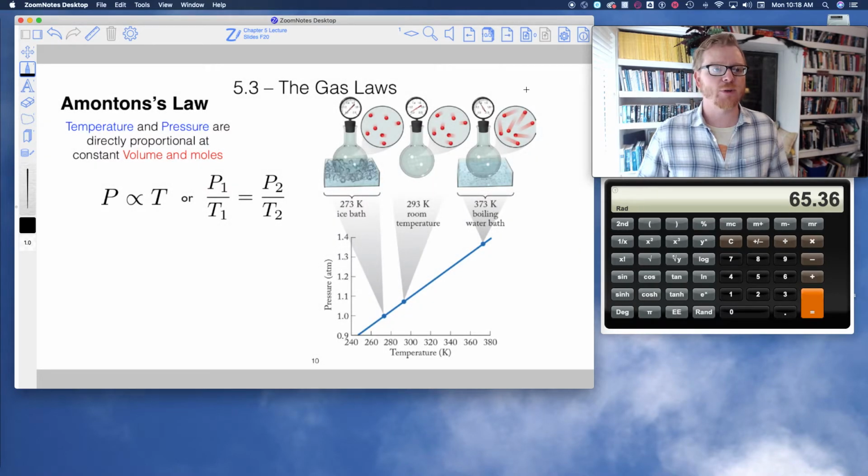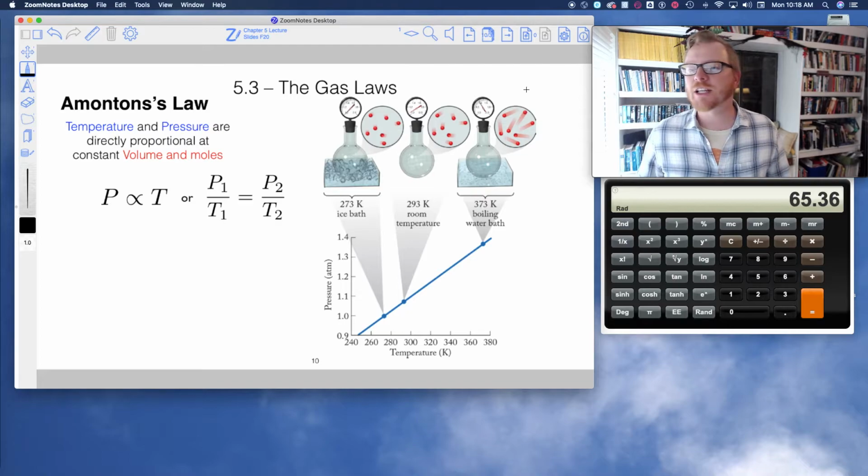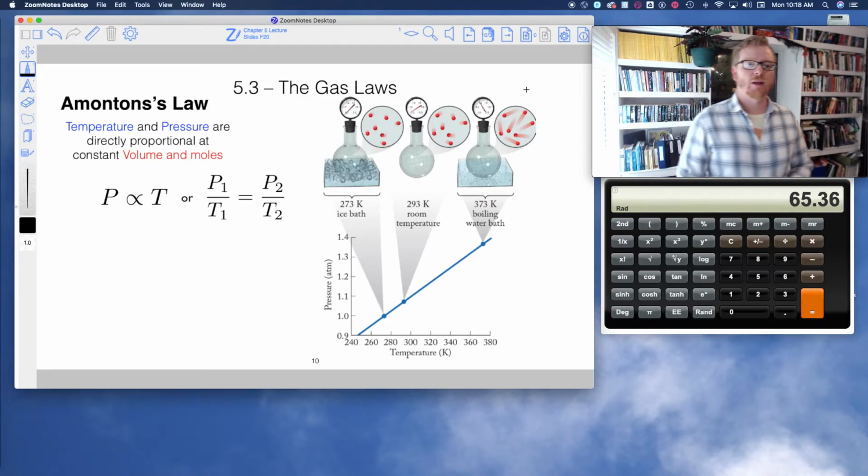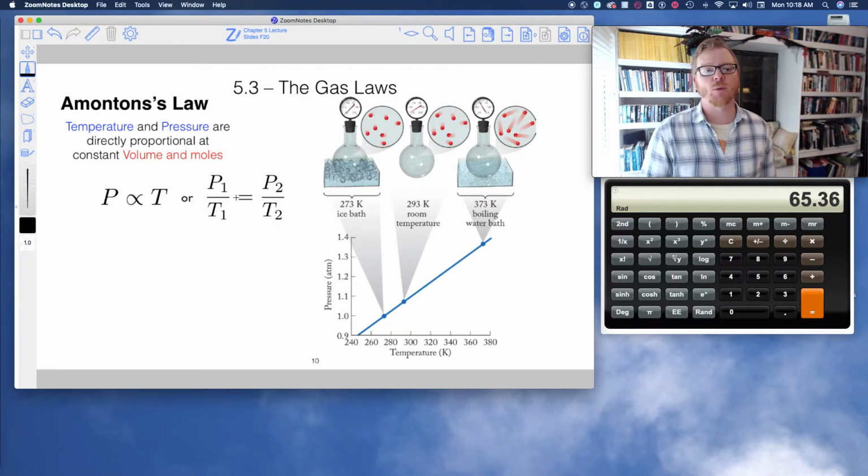Okay, so now the last one I'm going to talk about is Harmon's law, okay? And Harmon's law says that pressure is directly proportional to temperature. Or in other words, P1 over T1 is equal to P2 over T2. So this graph, so somehow I copied and pasted two graphs onto my Charles' Law. So that's what happened here, okay?